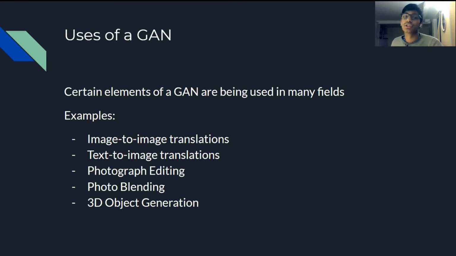So what are some of the uses of a GAN? While a GAN itself, the entirety of it, is a research topic, it's not used in actual companies, but elements inside of a GAN are used in many different fields, like the discriminator and the generator. Clearly, GANs are very important. If not to create it, you should learn about it so that you can create a lot of different ideas in the future.